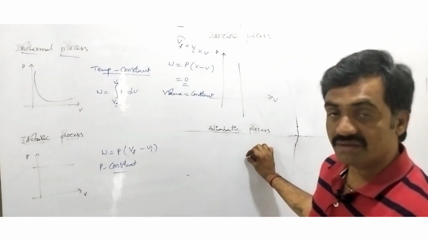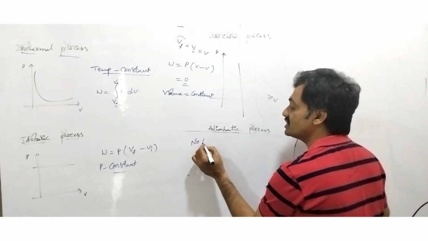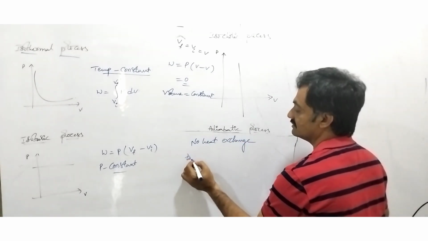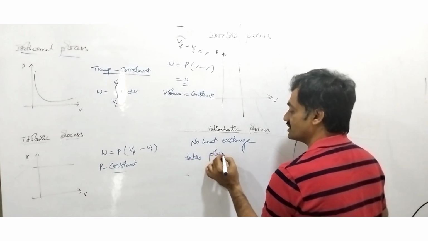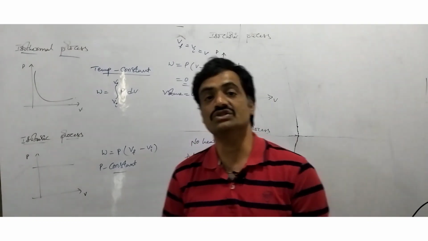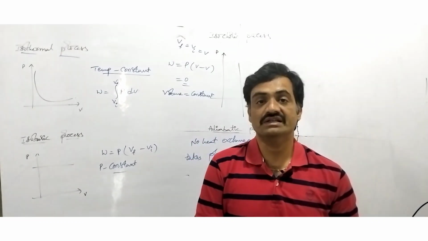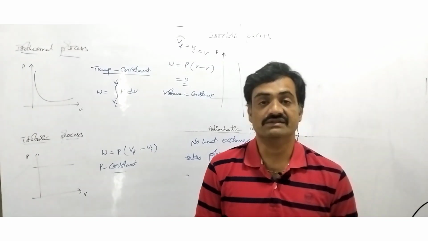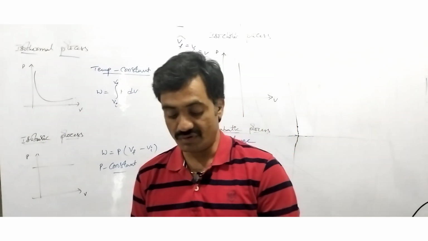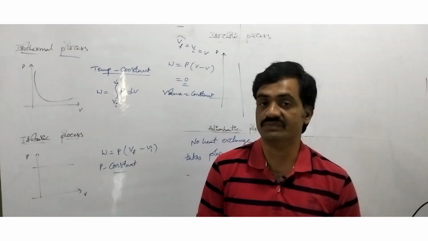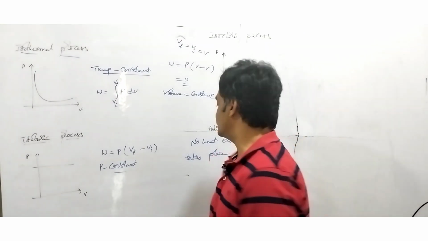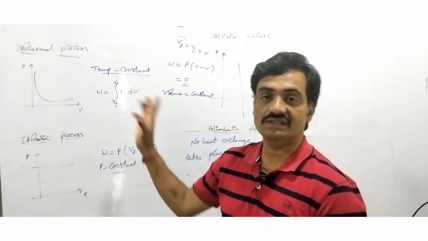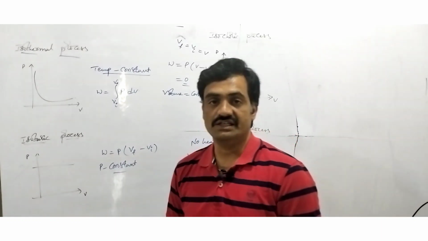Whereas in the case of an adiabatic process, no heat exchange takes place. Without exchanging heat between the system and the surroundings, when we change the volume, the pressure changes along with the temperature, and when we increase the volume, the pressure changes with respect to the change in temperature. That is discussed in the case of an adiabatic process. These are the four common types of process we discuss in this case. Take a screenshot.